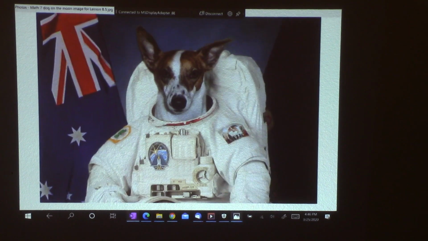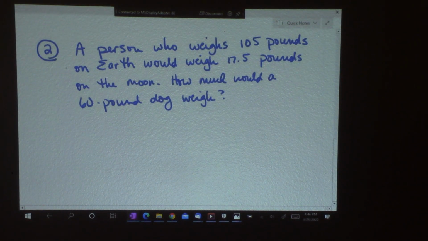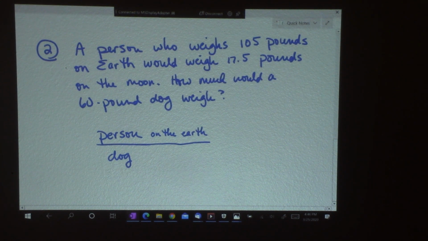We're going to go back to our problem and set it up. So we have a person compared to a dog. Well, let's do on Earth here. Hang on, no, let's start over. I am so sorry, it's the end of the day.